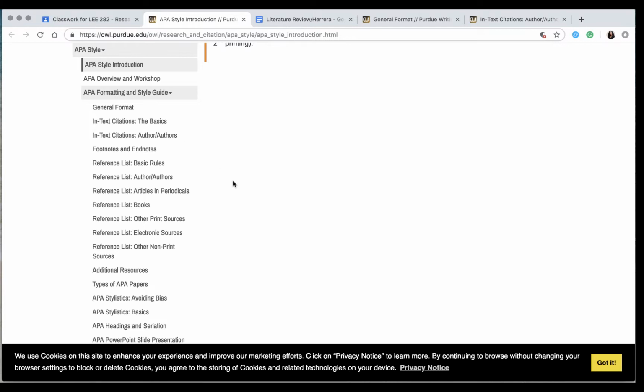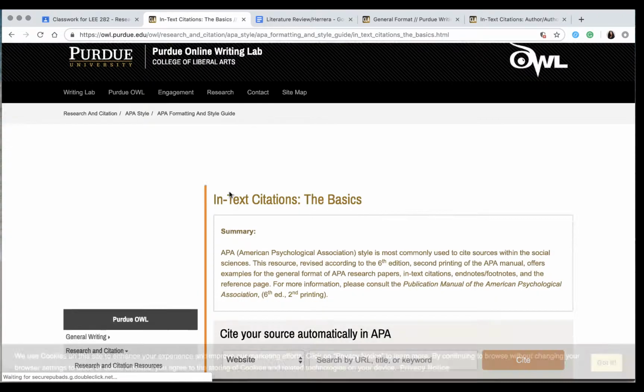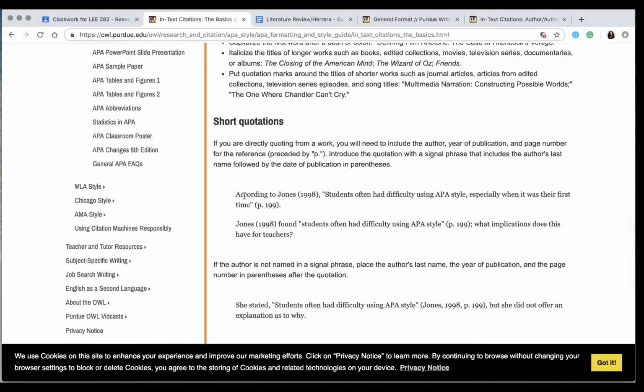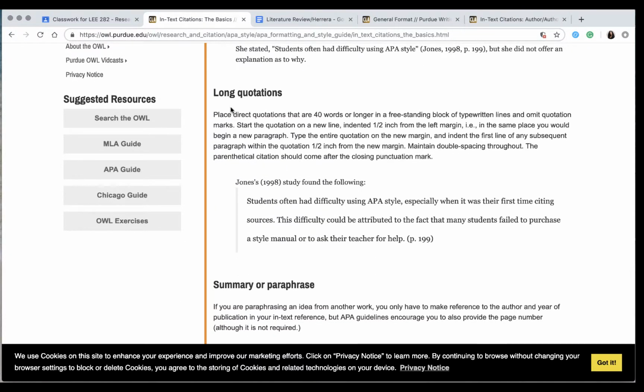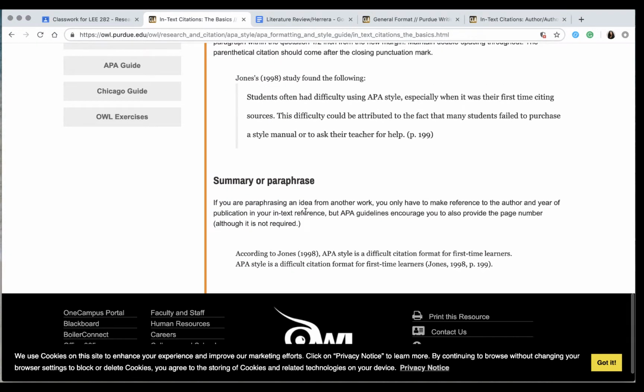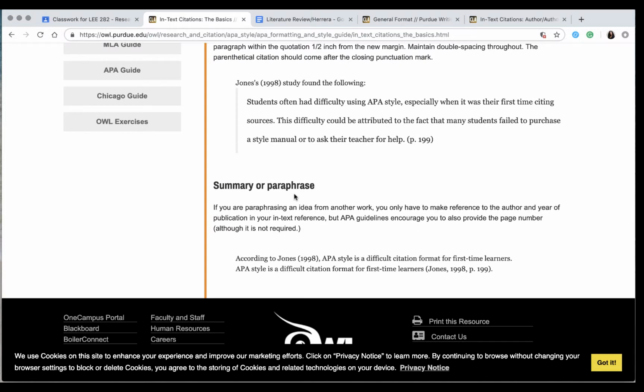Another thing I wanted to say is, let's just look at it really quickly. Pay attention to how they do in-text citations. It's always according to the last name of the researcher, with parentheses with the year, comma, and then, if it's a quote, you must include a page number. All right, and the period always goes outside of the parentheses. There are specific rules for long quotations, and there are rules for summary or paraphrase. Page numbers for paraphrase or summary are not required.